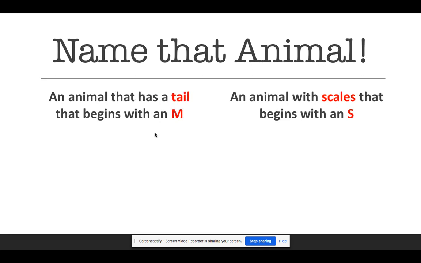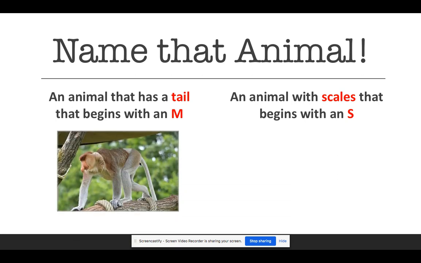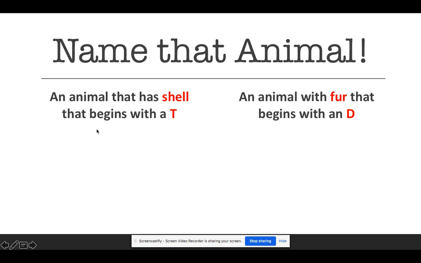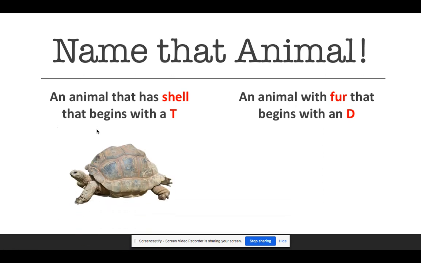An animal that has a tail that begins with an M. I'm thinking. Here's a picture for a hint. A monkey. An animal with scales that begins with an S. Here's a picture. Ooh. A snake. An animal that has a shell and begins with a T. Oh, I think I know what it is. A turtle. Oops, I gave that one away.